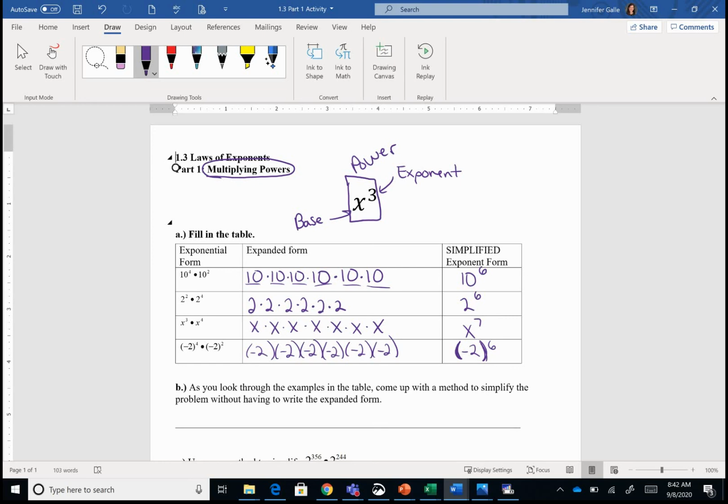Awesome. So what I want you to do, don't shout it out, because I think some of you already caught on to the shortcut even after you just did the second row. Take a look at letter B. It says, as you look through the examples in the table, come up with a method to simplify the problem without having to write out that expanded form. So in other words, how can you get from the beginning problem to simplified form without all that expanding out stuff? Take a minute, write down what you think for letter B. What do you see?